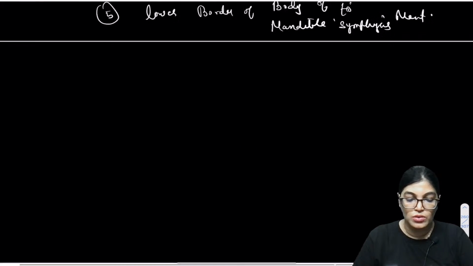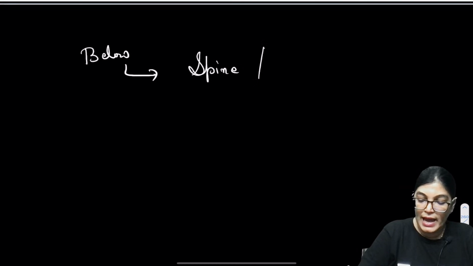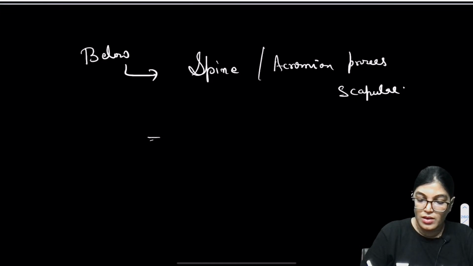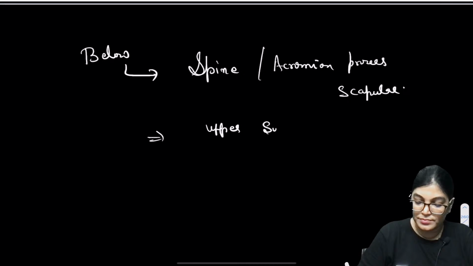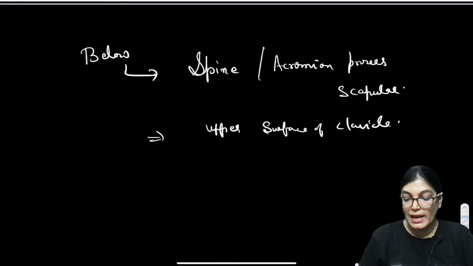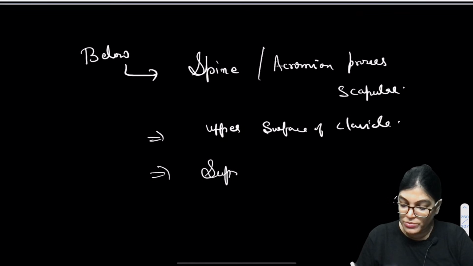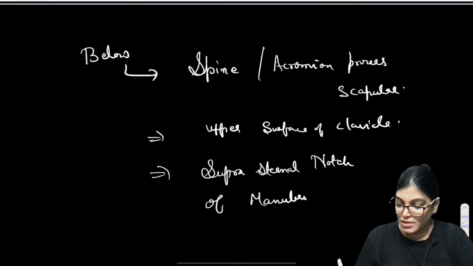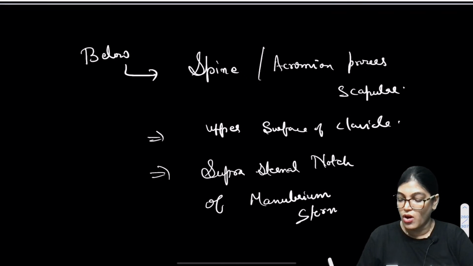So now coming to the attachment below. Below it is attached to the spine and acromial process of scapula, also to the upper surface of clavicle, till the level of suprasternal notch of manubrium sterni. Got it? So all the attachments we have done.